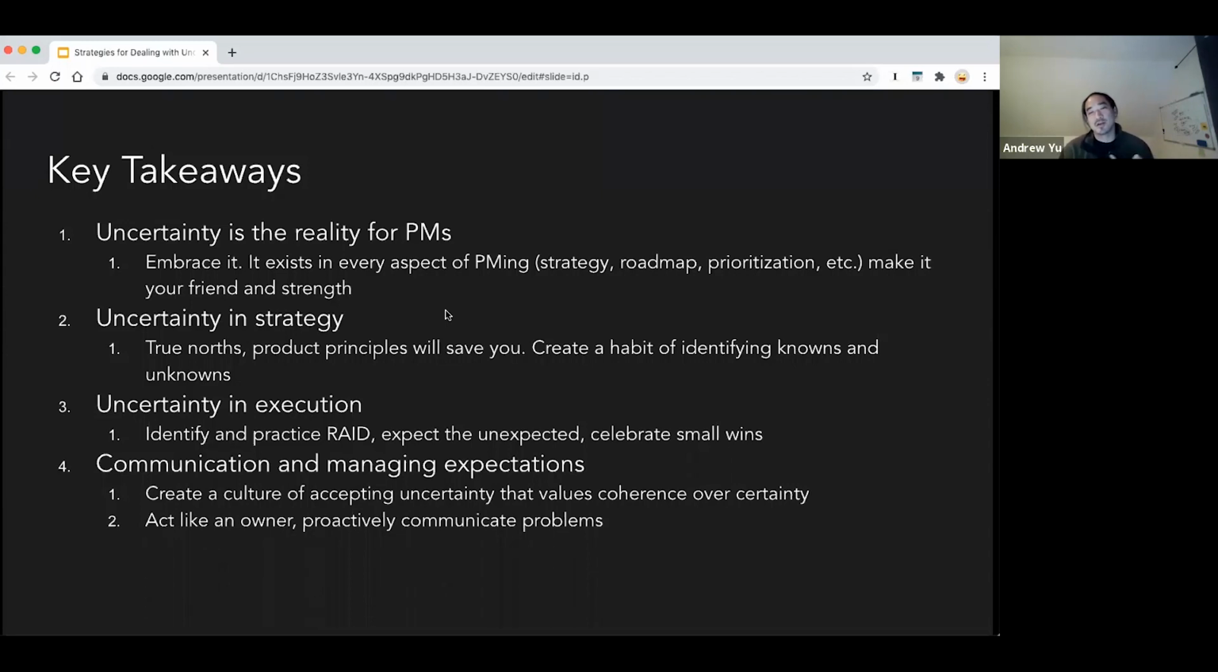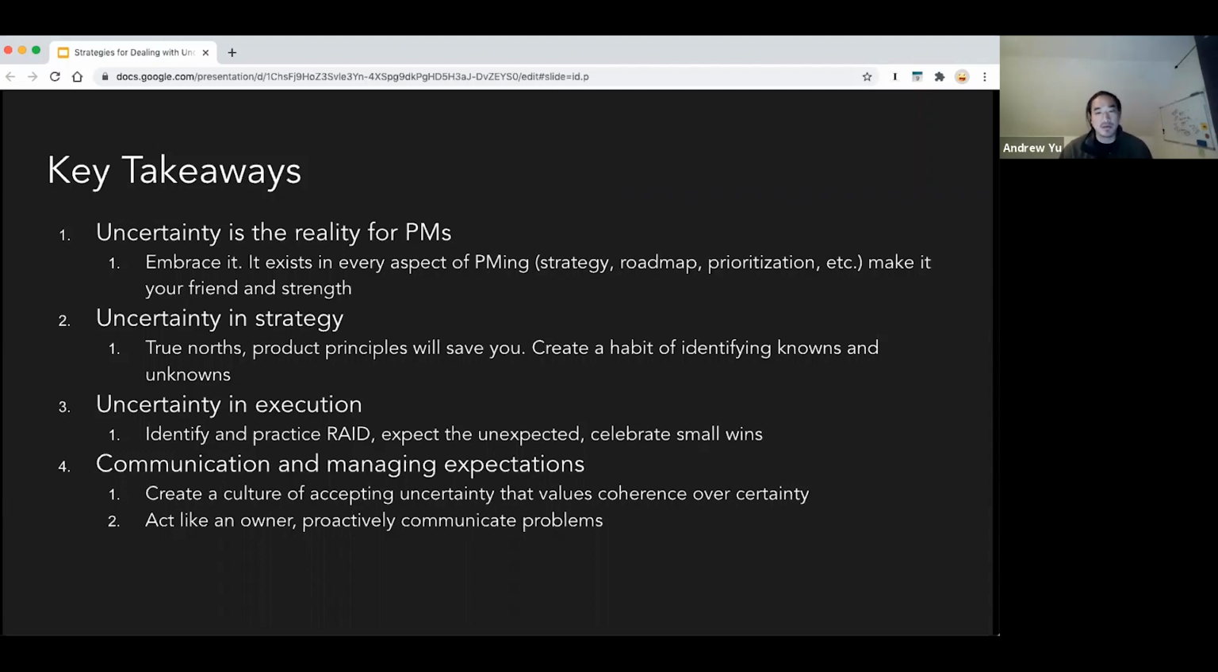Second, when you talk about uncertainty and strategy, have your true norths and your product principles very clearly defined. Create a habit of identifying knowns and unknowns. When it comes to uncertainty and execution, identify and practice risk assumption, issue and dependency identification. Expect the unexpected, and then celebrate the certain things when you can.